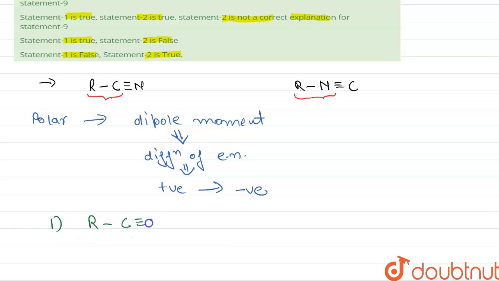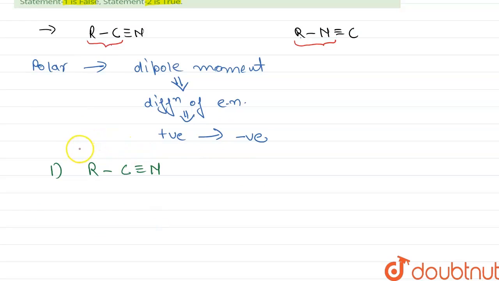So first we will take cyanide group. Here we know that the electronegativity of carbon is 2.5, and R is also 2.5, and the electronegativity of nitrogen is greater than the carbon, that is 3.0. So from here we can say that the electronegativity difference is 0. So there will be no dipole moment in the R-C bond.